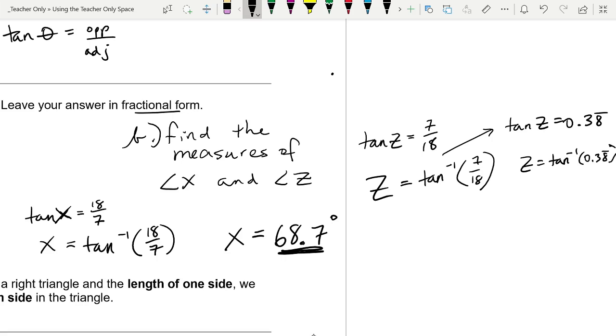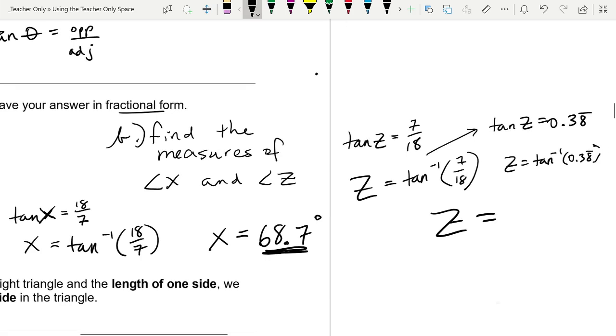Either way, your final answer should be 21 point, I'll round it to one place, 21.3 degrees. And then, hey, what do you notice about our two answers that totally makes sense when you think about it? They add up to 90, which they should, right? Because the third angle in the triangle is 90.